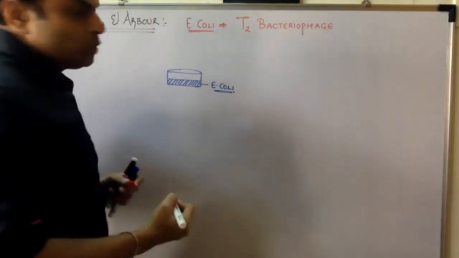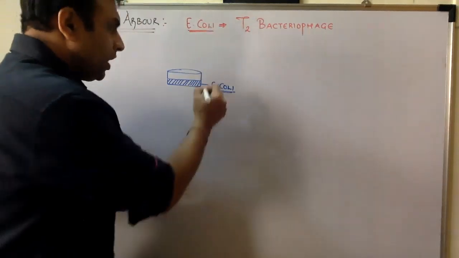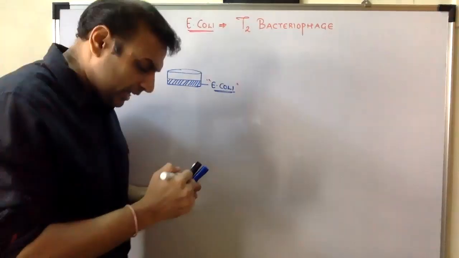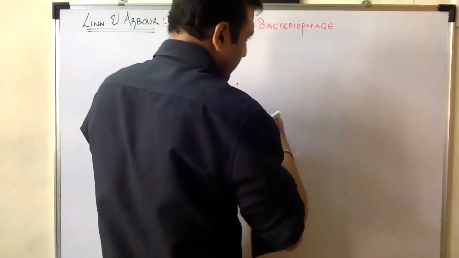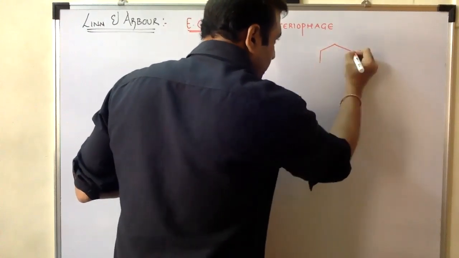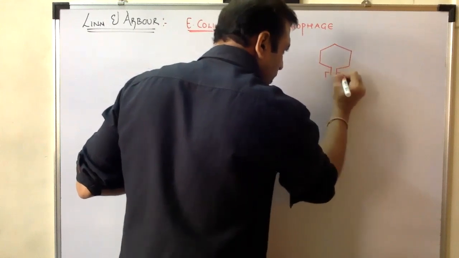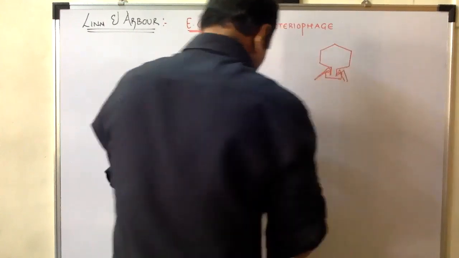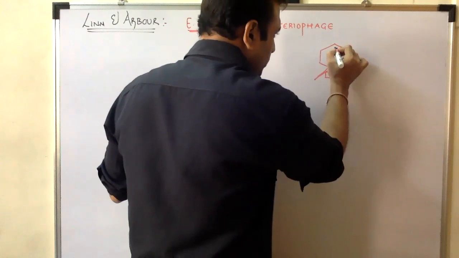ओके, तो मेरे पास एक वायरस है जिसका नाम है T2 बैक्टीरियोफाज, और ये वायरस इस ई कोलाई नाम के बैक्टीरिया को इन्फेक्ट करता है. अगर हम T2 बैक्टीरियोफाज को देखेंगे तो ये बैक्टीरियोफाज कुछ इस प्रकार से दिखता है. ये उसका प्रोटीन कोट होता है जो रेड कलर का मैं ड्रॉ कर रहा हूं, और उसके अंदर जो मैं ब्लैक कलर का ड्रॉ करूंगा ये उसका डीएनए है.